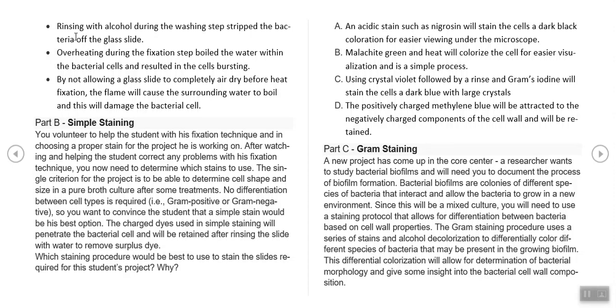So, big take homes here is that we want to stain the cells so that we can have some contrast and be able to see the cells. We don't want to stain the capsule. We don't want to stain the background. We want the contrast to be from actually staining the cells themselves.